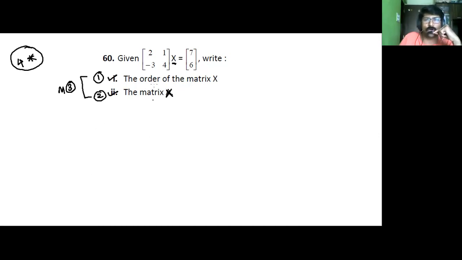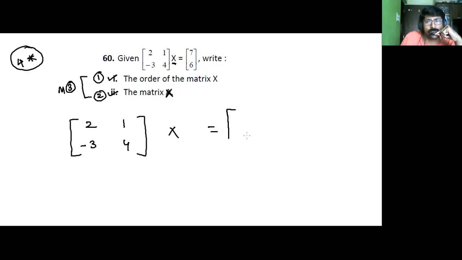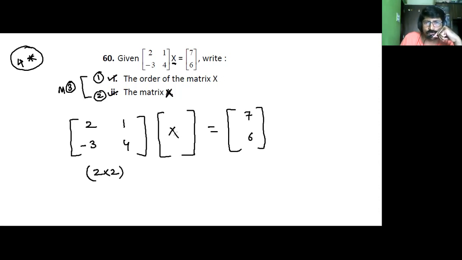Now, how to find the order of this matrix? Look at this. The matrix is 2, 1, minus 3, 4. If we multiply with this matrix X, we get 7 and 6 as a resultant matrix. So what would be the order of this matrix X, guys? This is 2 by 2. Now we don't know the order of this matrix X. So let's say the order of the matrix X is A cross B, and the resultant matrix is 2 rows and 1 column, isn't it?